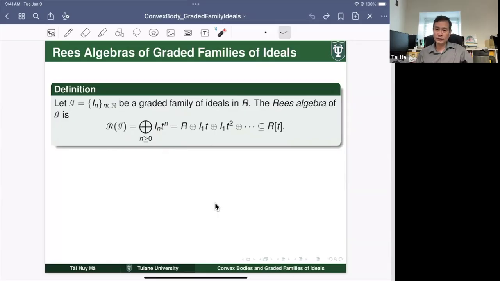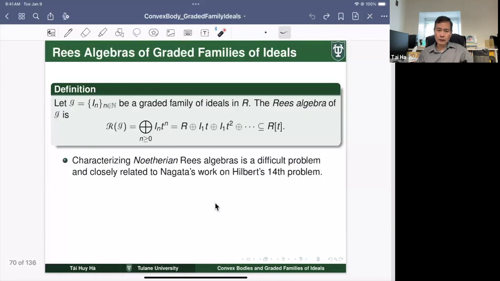So this is again a brief recall of what the Rees algebra of a gridded family of ideals is. If you start with a gridded family of ideals, then you can just look at the direct sum of these ideals, and it sits inside the ring R with a new variable t, and that's what we call the Rees algebra of this family. Characterizing the Noetherian property of the Rees algebra is a problem that has been looked at for a long time, starting with Nagata's work.